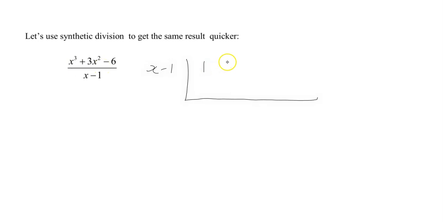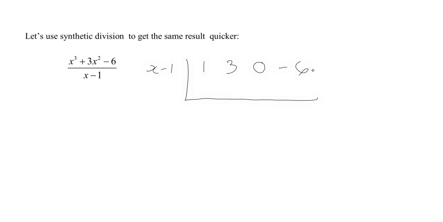So a 1 for the x cubed, 3 for the x squared. Now, there's no x term, but I need a placeholder for it, and it's 0. So if you're looking at this, you would go, this is the constant, the x term, the x squared term, the x cubed term. So x cubed plus 3x squared minus 6.